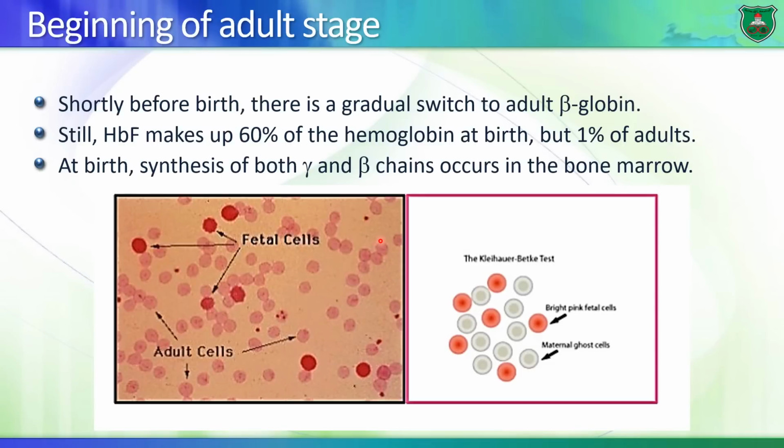So right before birth, even throughout the fetal stage, you have an increase in the expression of the beta polypeptide and a decrease in the expression of the gamma polypeptide. So at birth, you have 60% of hemoglobin molecule being HbF, that is fetal hemoglobin, and 40% is the HbA, or the adult hemoglobin molecule. But then it changes as we grow, and the fetal hemoglobin becomes only 1% in adults.